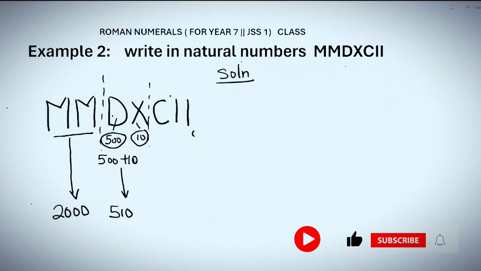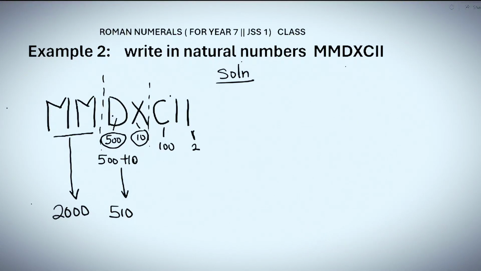Now look at this. This is C. C is 100. II is basically what? II is 2. So if we add both of them, because this guy is greater than this guy, we're adding both. That gives us what? 102. So with that, we have 102. So let's add them up.